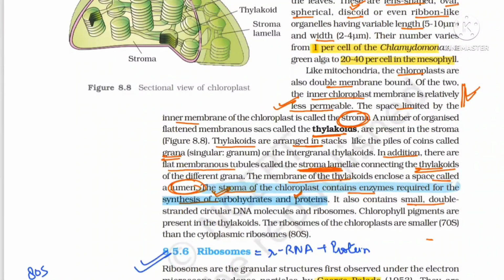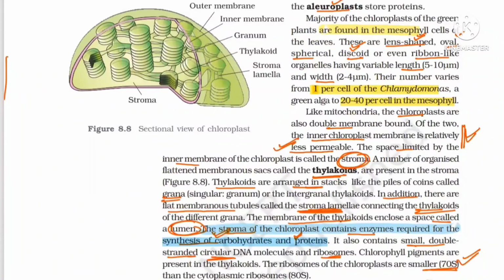It contains small double-stranded circular DNA and ribosomes. Ribosome is 70S. Is it clear? So ribosome is also 70S. So we believe that they are nothing but aerobic bacteria, cyanobacteria. Chloroplasts are believed to be from cyanobacteria because cyanobacteria is the one which first developed chlorophyll a.